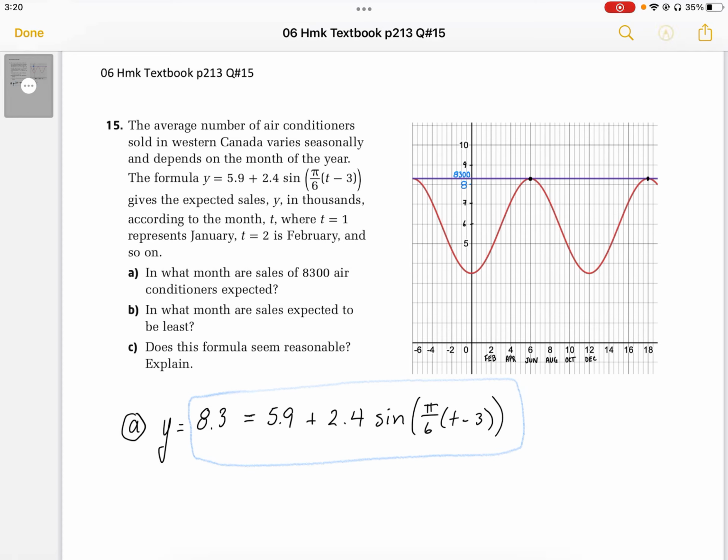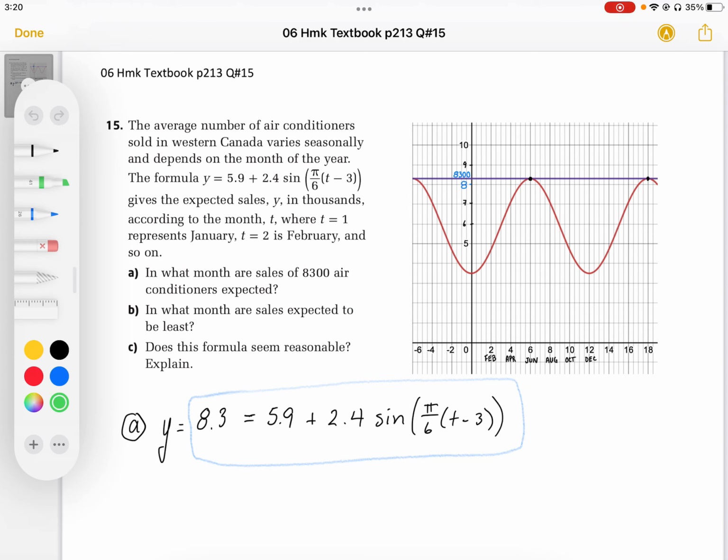We have our vertical shift here. We have our amplitude. We have our period, that's kind of represented by that. It should be 2 pi over 12. And then we have our horizontal shift of plus 3.